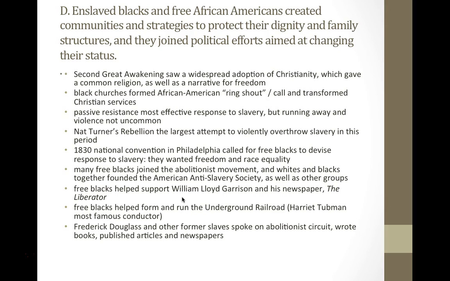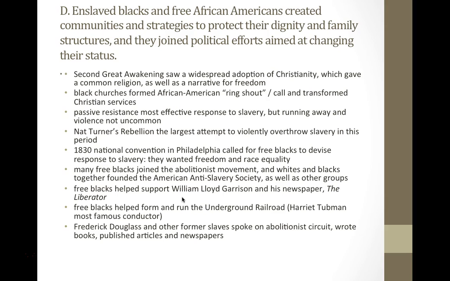All right. So the Second Great Awakening is going to see the adoption of Christianity throughout the entire country, almost. All right, which is going to give us a common religion, but also a narrative for freedom. Right. You have the whole Israelites in bondage to the Egyptians story, and Moses leading them to freedom. That's going to ring really true, obviously, with the African Americans and the slaves. It's going to make them think, hey, we should have freedom as well.